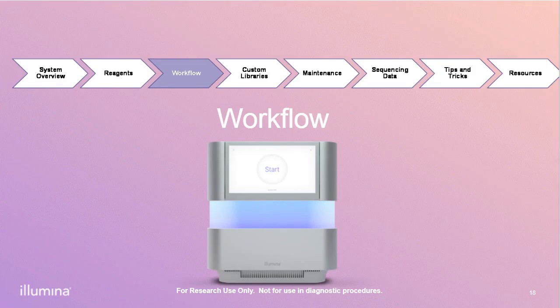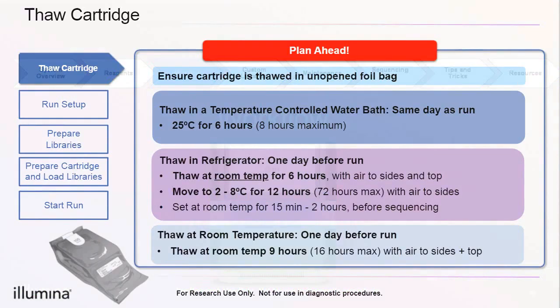Moving on to the workflow. We're going to start with discussing how to thaw the cartridge. It is really important on the NextSeq 2000 that we are planning ahead when we are thawing and planning our experiments. The thaw times for the NextSeq 2000 cartridge are much longer than we may be used to on some of the other Illumina platforms. We also want to ensure that we are thawing the cartridge in the unopened foil bag that it comes in.